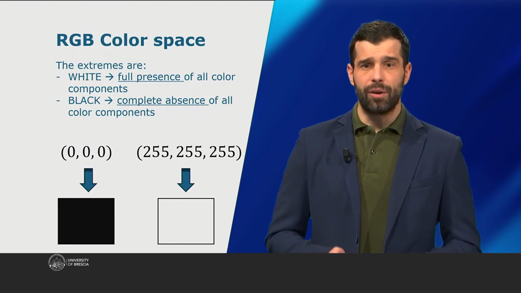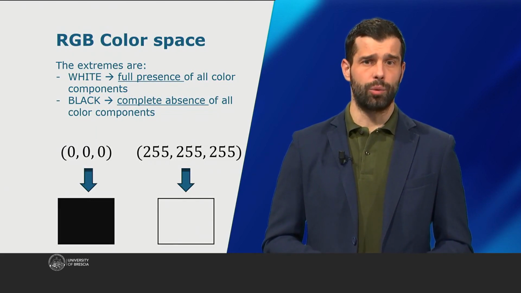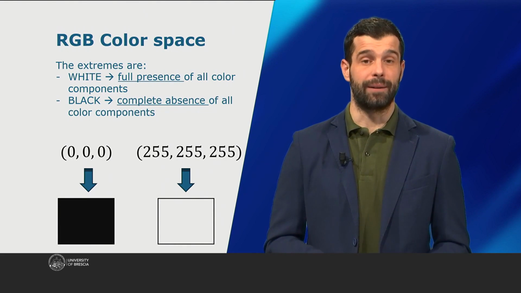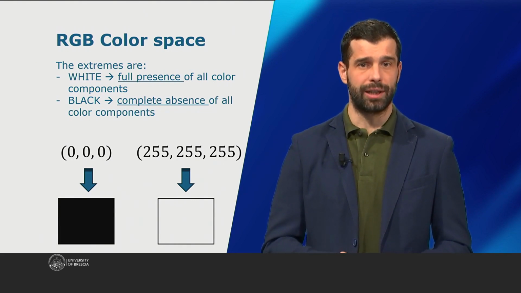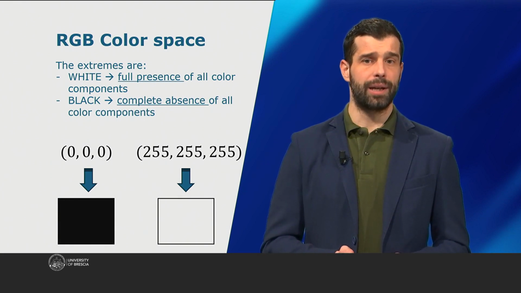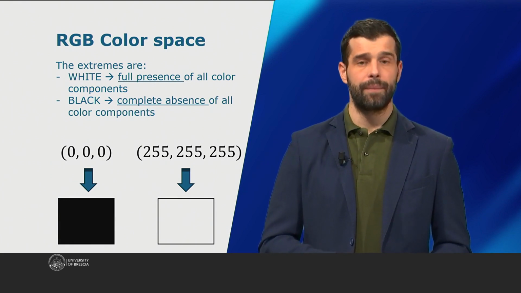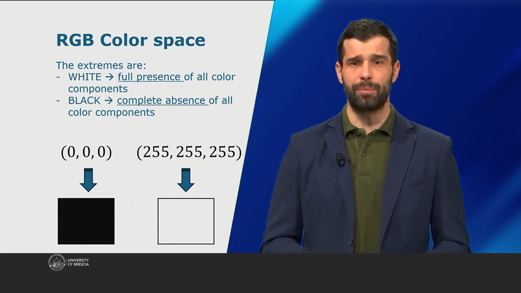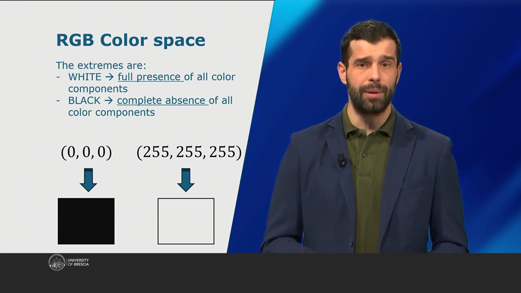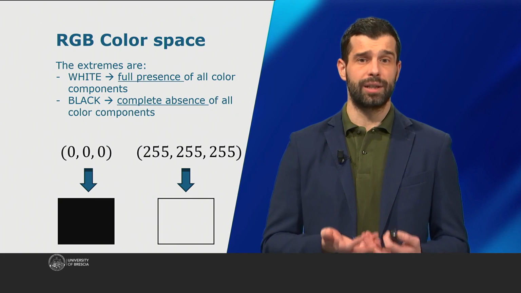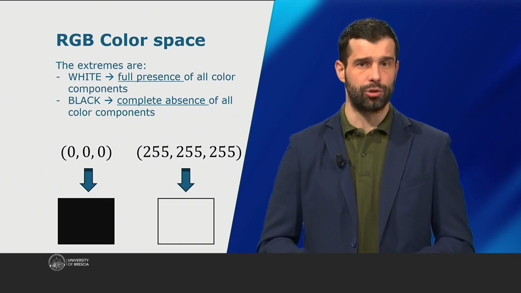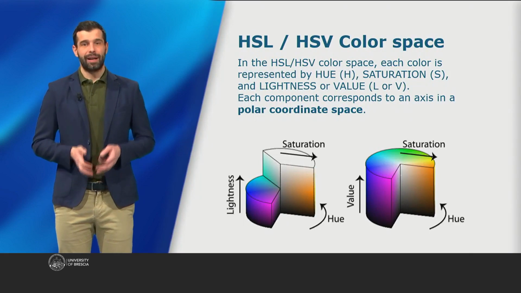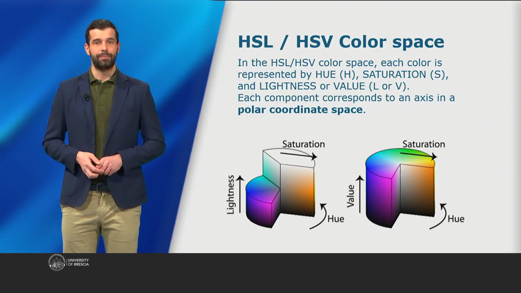In the RGB color space, the extremes will always be represented by black and white. The color black, meaning the complete absence of all shades, will be represented by the combination 0,0,0. The color white, meaning the complete presence of all shades, will instead be represented by the maximum combination, so 255, 255, 255. This is not the only way to represent colors.